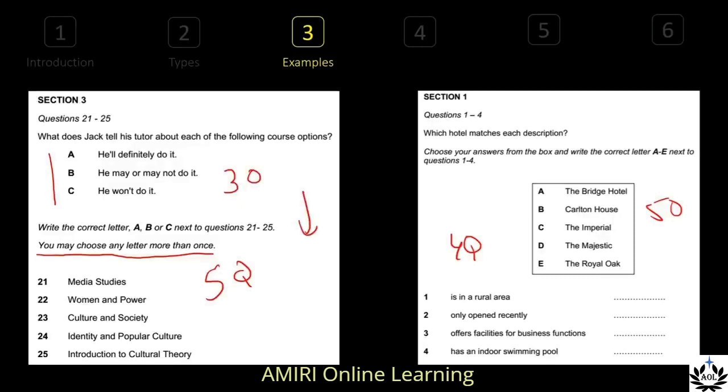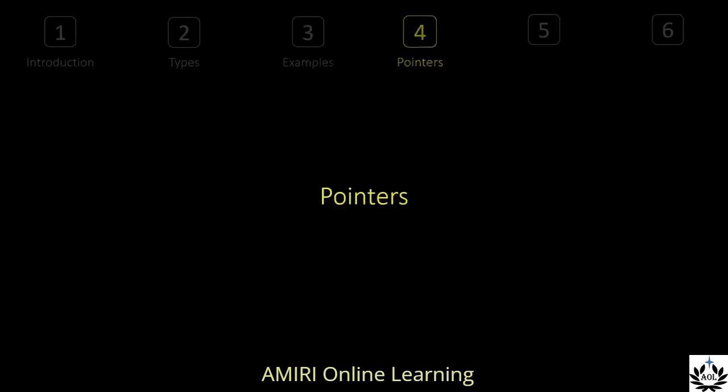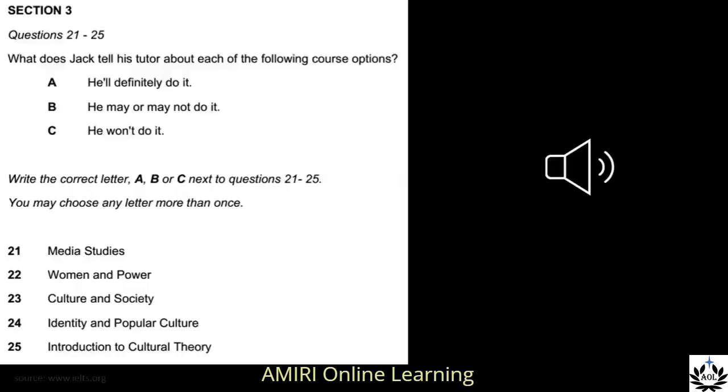However, options might not repeat, definitely will not repeat. In fact, there will be less questions and more options to choose from, and hence we have to ignore one of them or 2 of them, depending on the question. So these are the 2 types. Now, let's start with the pointers along with the example. Type 1, where we have to repeat the option. You see that? You may choose any letter more than once.